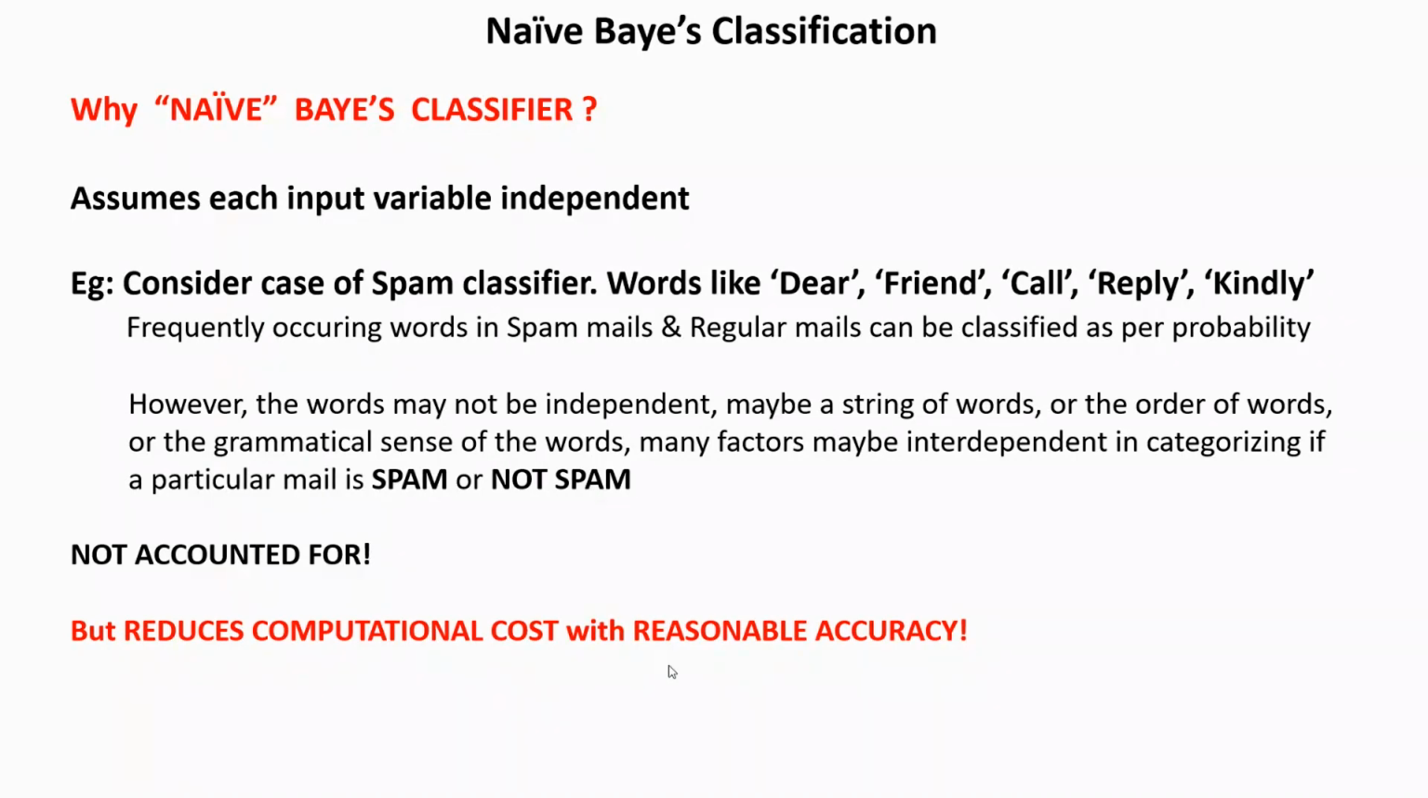Got it. Okay. Suppose dear and friend are two variables. They may be dependent, but Naive Bayes does not assume that. Naive just works on dear separately, friend separately. Yeah. Okay, ma'am.